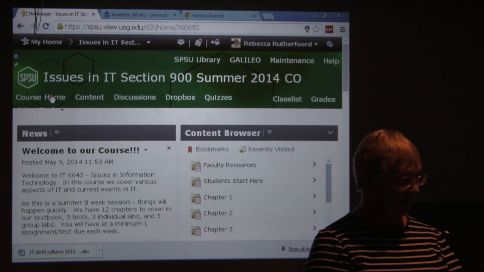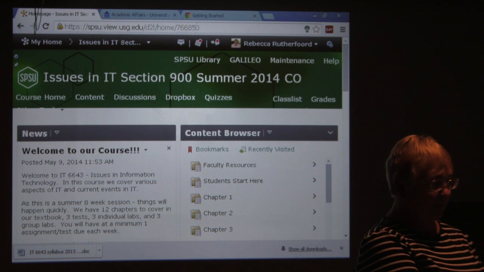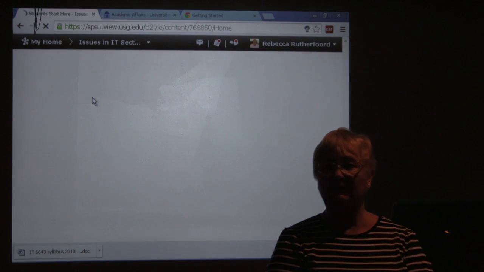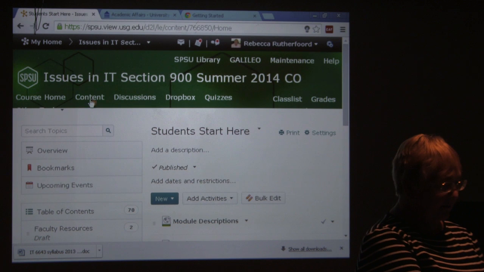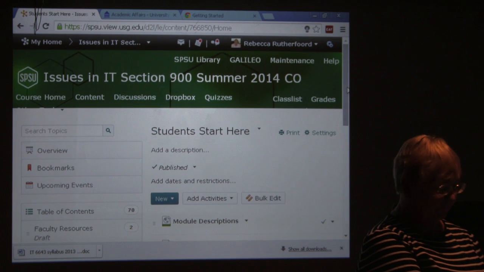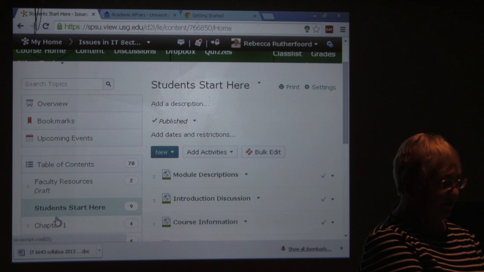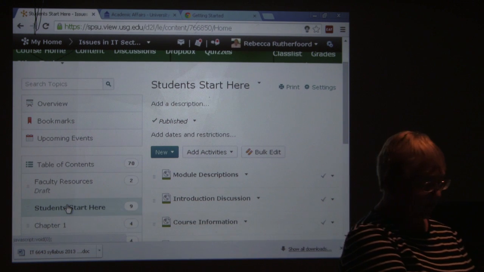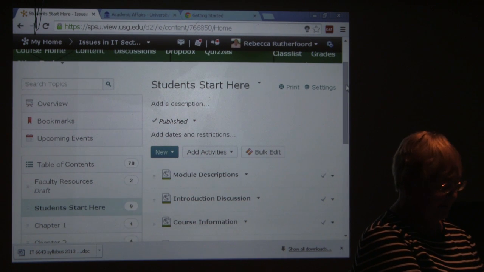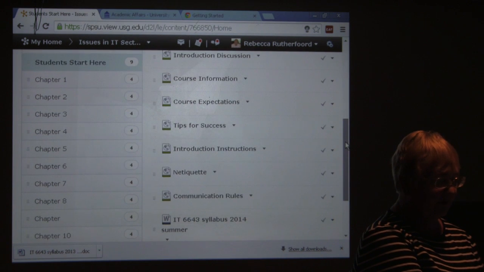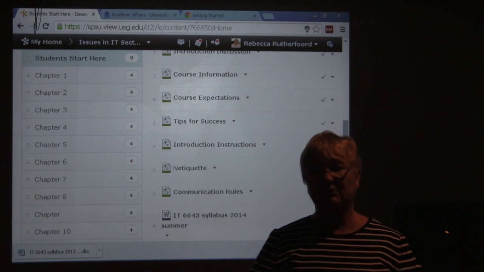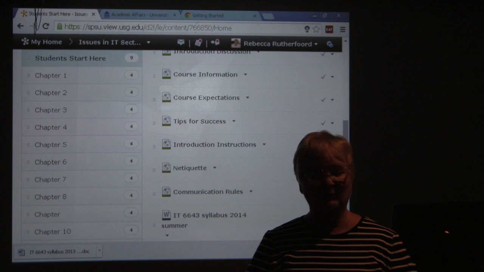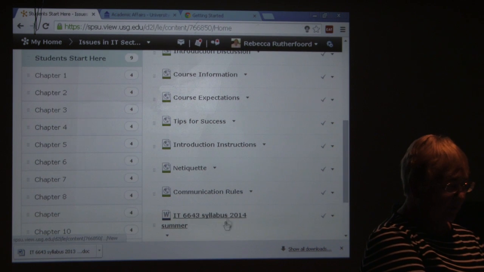Let's go to content, and we want to look at the syllabus for the course. You're going to find that under Students Start Here. When we click there, you're going to see that we have our syllabus down at the very bottom. There are several other things there, including an introduction discussion where you might want to post some information about yourself so that other people in the class will know a little bit more about you.